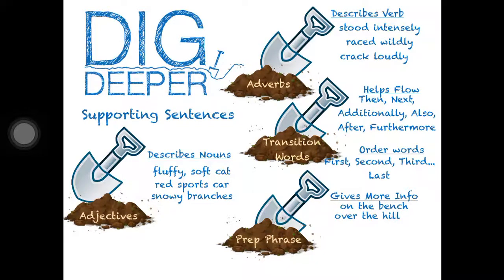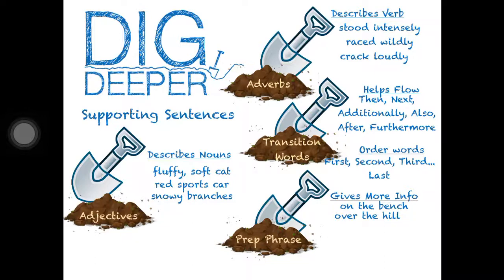That's second example, over the hill. Okay? The red sports car raced wildly over the hill. Okay? Now we know over the hill is a preposition because that is a place a squirrel can go, over the hill. Okay? And in our case, it's not a squirrel going over the hill, it's a red sports car. So the red sports car raced wildly over the hill.